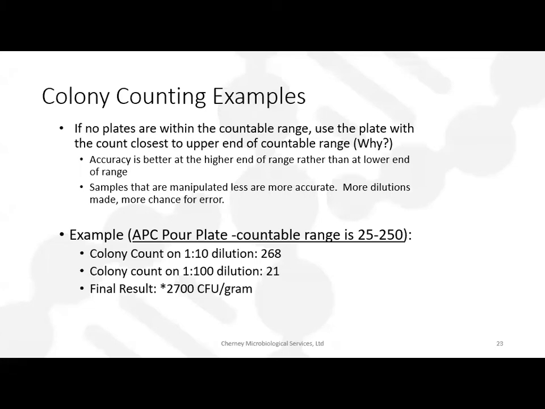Okay. So because they're both out of your countable range, you're still going to use the estimated sign. And you take the 268, multiply by your dilution factor, and then round up. So you'll have 2,700 CFU per gram, and estimated.